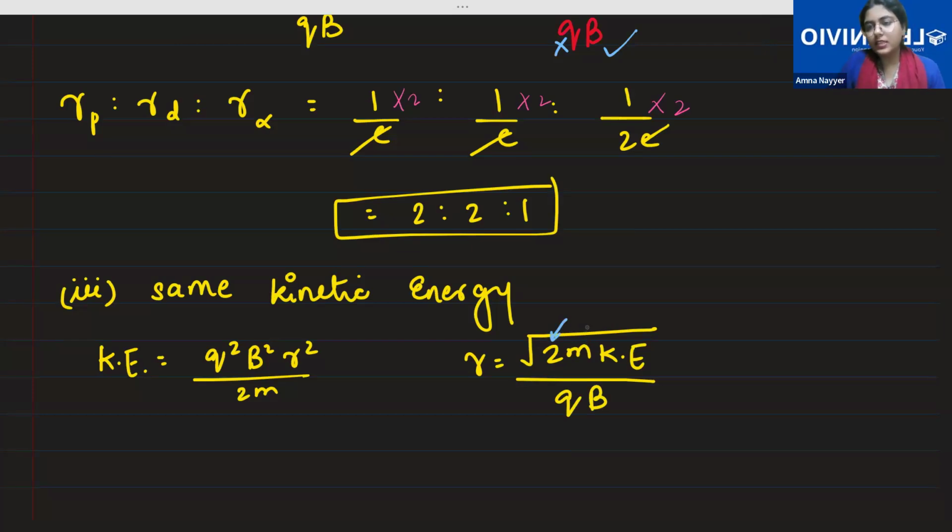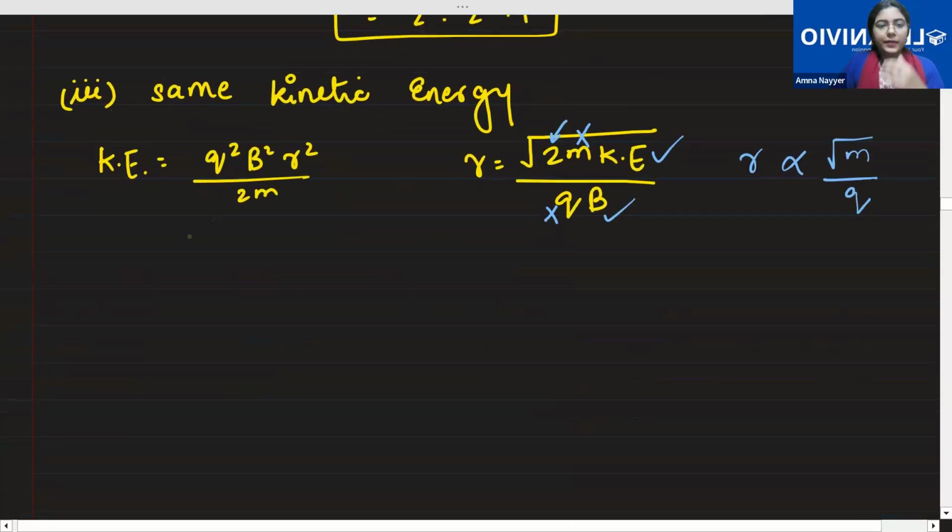Mass is a variable term. Kinetic energy is constant. Why? Because the question said so. Otherwise, it's variable. It is constant here. Charge is variable. Magnetic field is also constant. So the radius is directly proportional to the root of mass by the charge. Right? Root of mass by the charge. The answer will be different. Let's see.